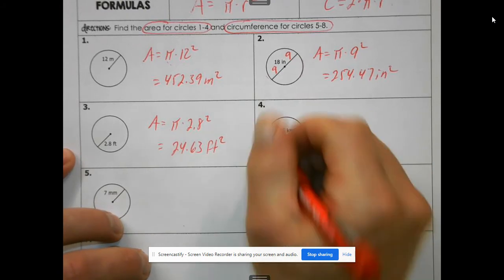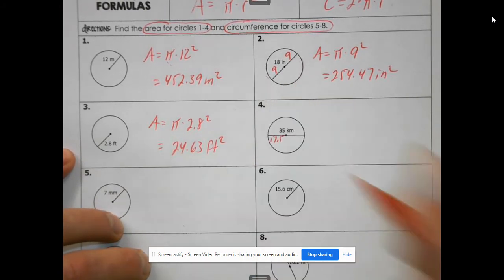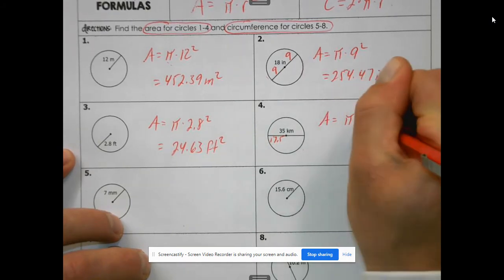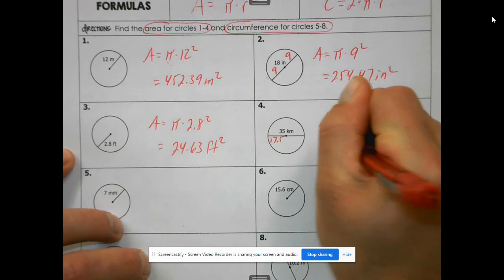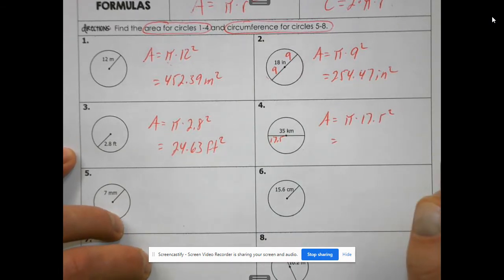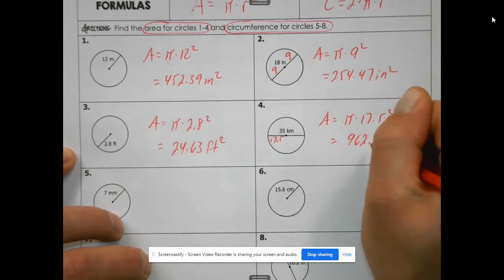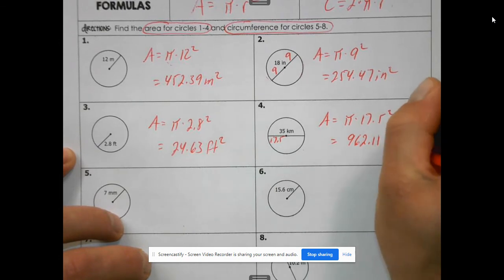Diameter is 35. Half of that is 17.5. So area equals pi times 17.5 squared. That comes out to be 962.11 square kilometers.